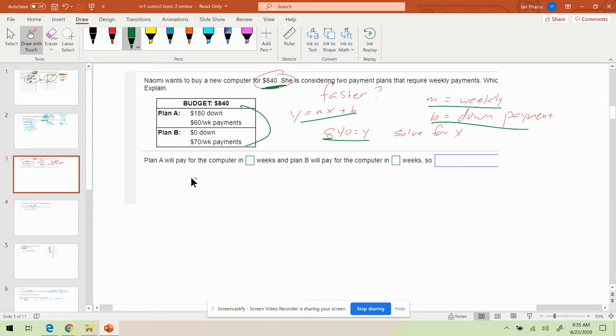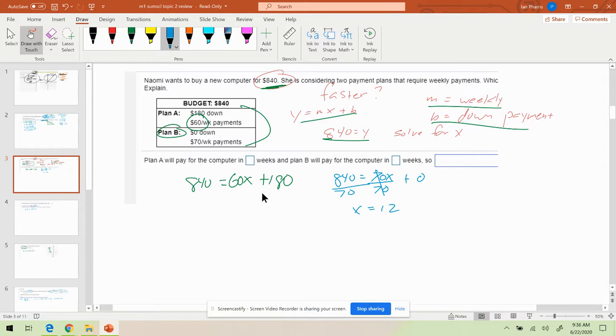So for plan A, we've got $840. That's what we're trying to get to. The slope is 60, so 60x plus 180. And for plan B, let's do that a different color. It's going to be 840 equals 70 times x plus 0 for the down payment. Okay, so I have it right here. Let's see if I can figure this out in my head real quick. 840 divided by 70. I can't do that in my head. So it's going to be x equals 12 weeks.